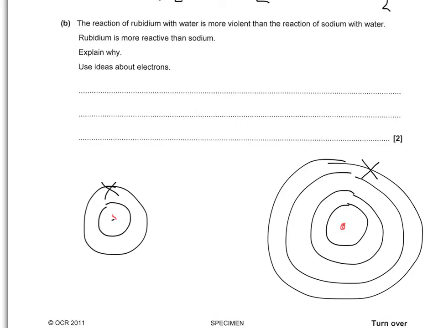are the idea that it's easier for rubidium to lose electrons because rubidium's outer electron is further away from the nucleus. So it's easier for rubidium to lose its electron because it's further away from the nucleus, or rubidium has more shells.